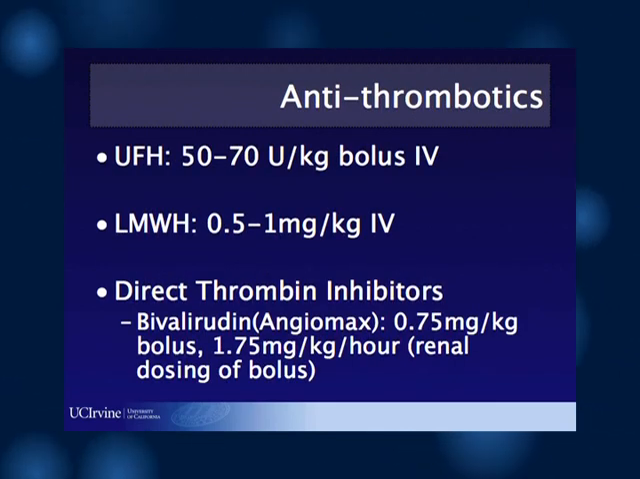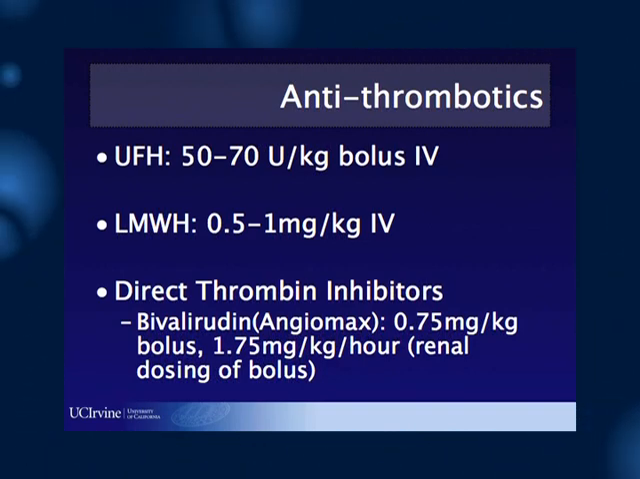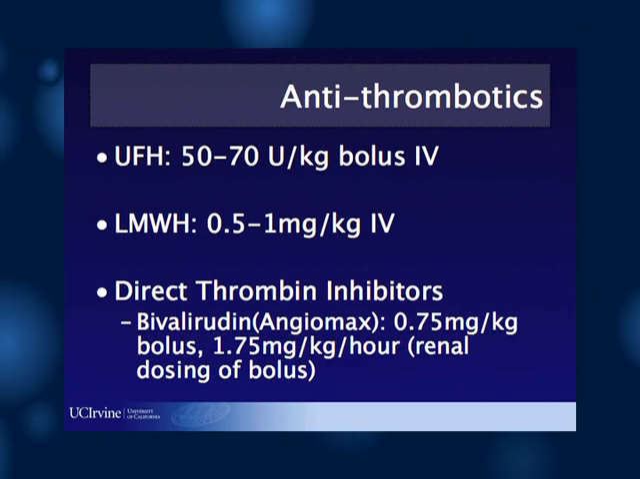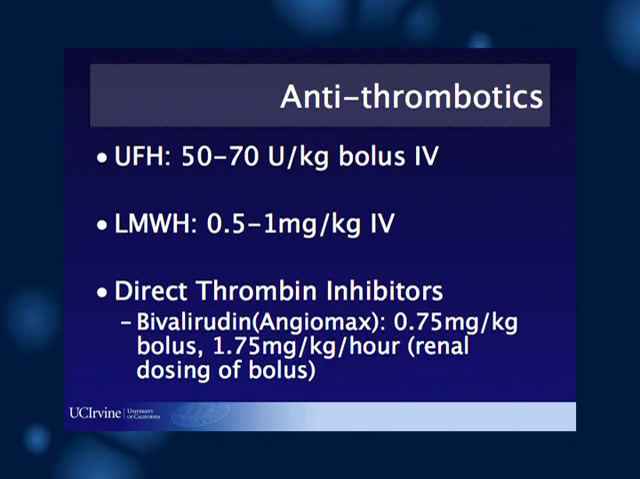Antithrombotic medications include unfractionated heparin, given 50 to 70 units per kilogram bolus intravenously, or low molecular weight heparin at 0.5 to 1 milligram per kilogram intravenously, or finally direct thrombin inhibitors, which can be used as an alternative to the heparins. These are bivalirudin, also known as Angiomax. The dosage is 0.75 milligram per kilogram bolus with a 1.75 milligram per kilogram per hour infusion. Please compensate for those patients in renal failure.